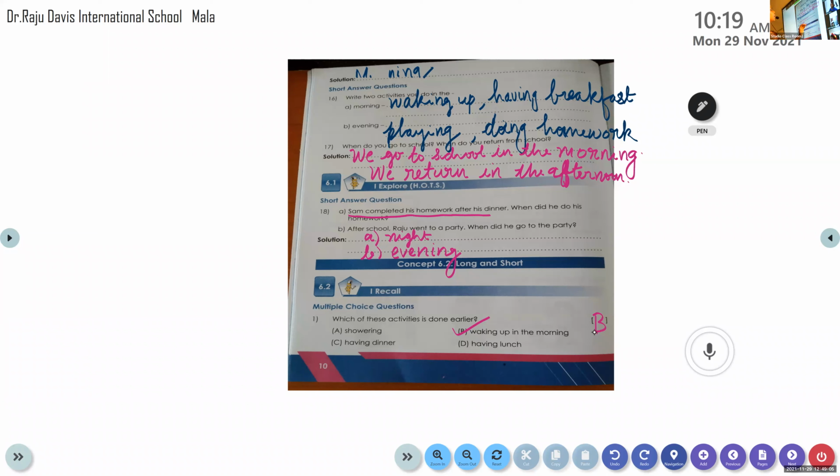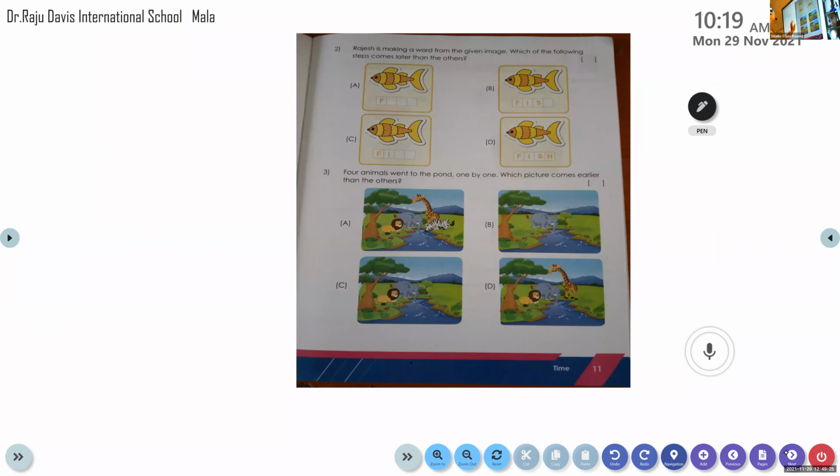Is there anyone to complete the answers in page number 10? Or we can move to page number 11. Ma'am, I finished 11. Okay, so let's move to page number 11. And here we have, see, Rajesh is making a word from the given image. One picture is given. Which of the following steps comes later than the others?